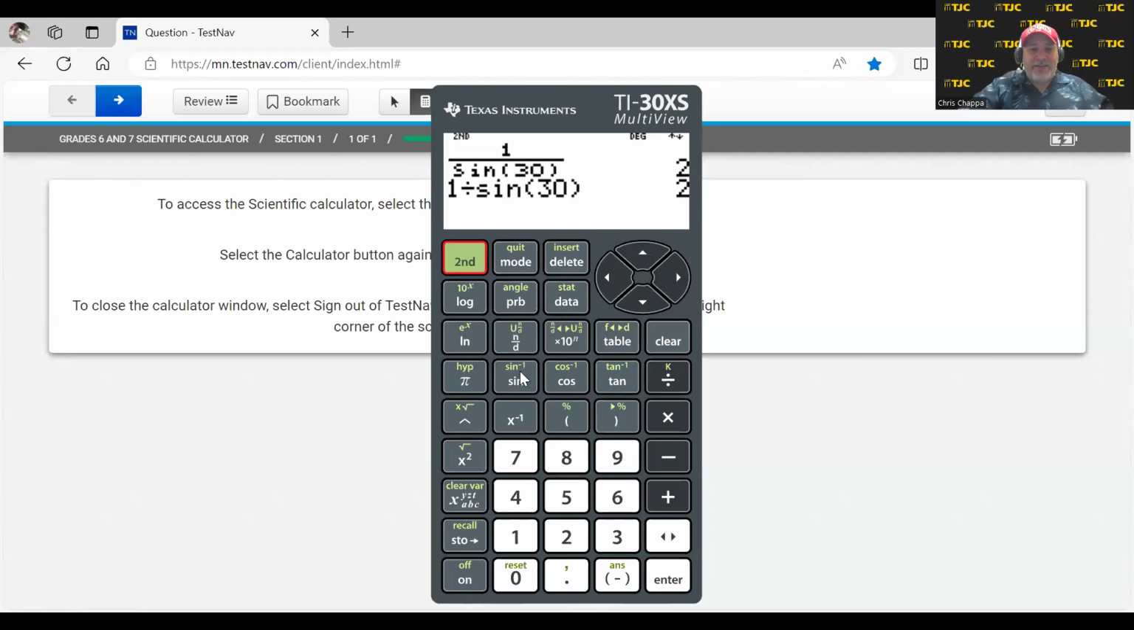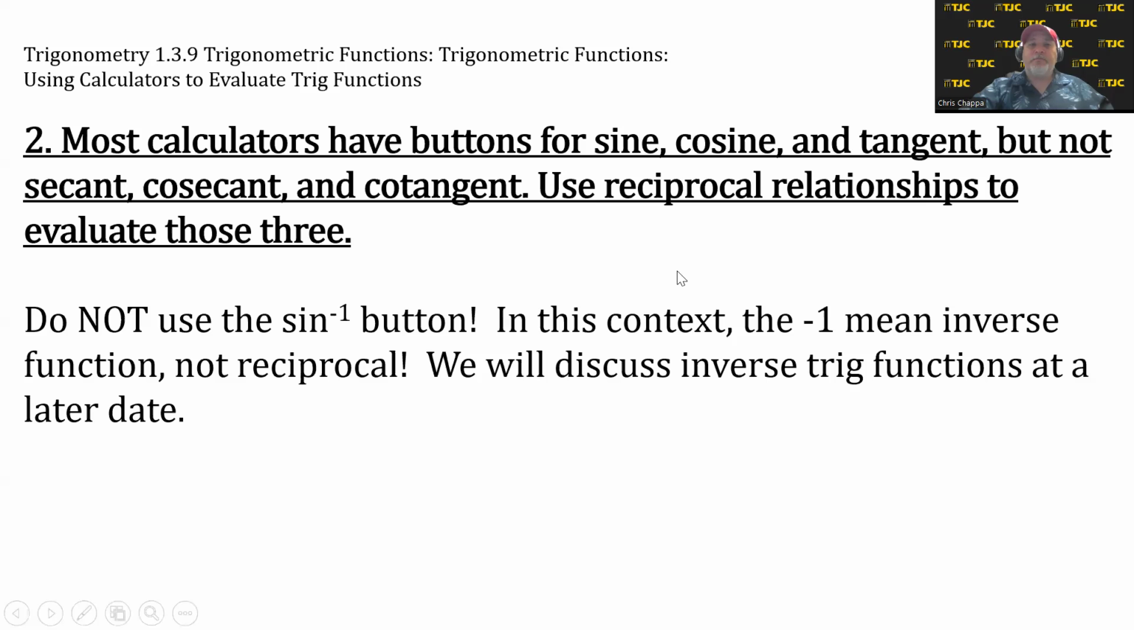If I did secant and then sine inverse and put in 30, not only will it not give me the correct answer of 2, in this case, it won't even give me an answer because 30 is not in the domain of the sine inverse function. We'll discuss what that means more in the future, but in this case, you couldn't even use it by accident and expect to get an answer.